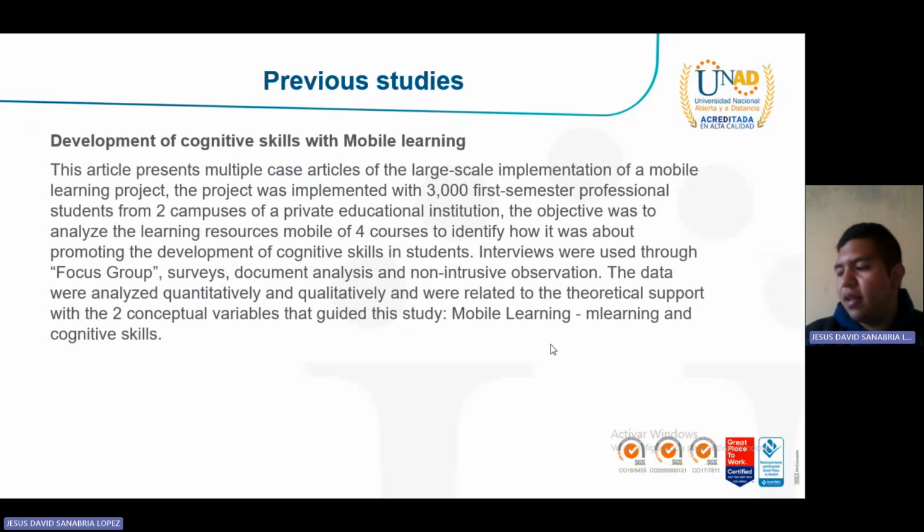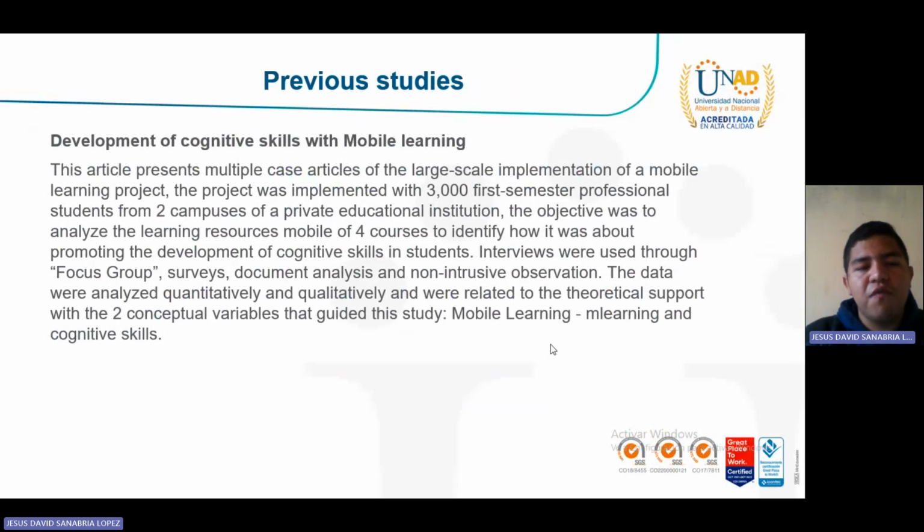The previous study is about developing cognitive skills. This article presents multiple case articles of skills implemented in a mobile learning project. The project was implemented with 3,000 first semester professional students from 2 campuses of private educational institutions. The objective was to analyze the mobile learning resources of 4 courses to identify how they promoted the development of cognitive skills in students.